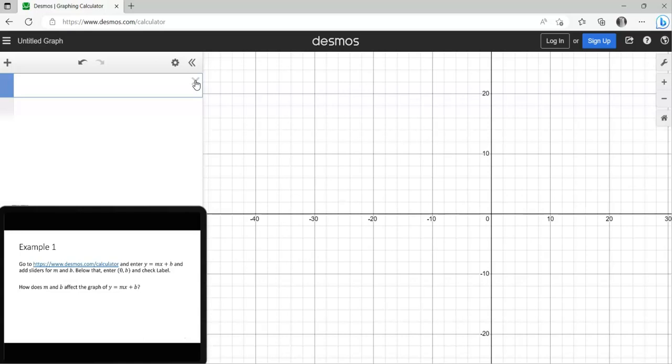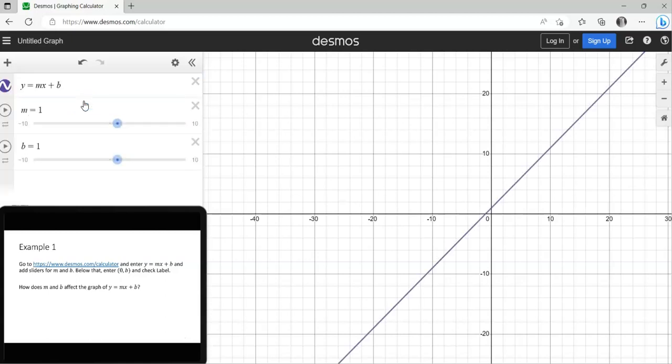So for the first example, let's go to Desmos, and the website there is desmos.com/calculator. And enter y equals mx plus b, add sliders for m and b. What you can do is just type it just like that, y equals mx plus b. And you see below that it asks you to add sliders for the m and b. And if I do that, there's an equation.